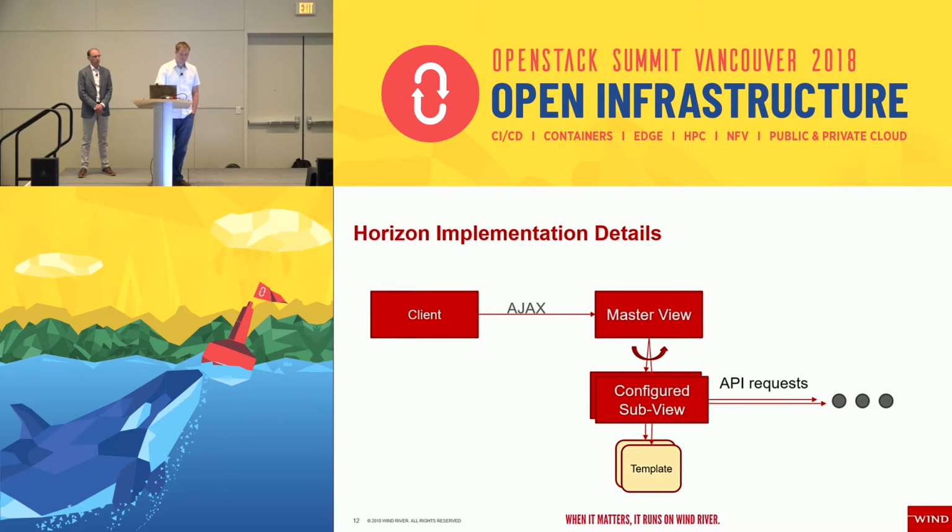So here's an overview of the flow of control in Horizon. You'll see that AJAX call goes into the master view, and it'll loop through those configured subviews. They'll make their own API request to the backend services for those projects, and it will render the responses through respective templates to display appropriately in that header section.